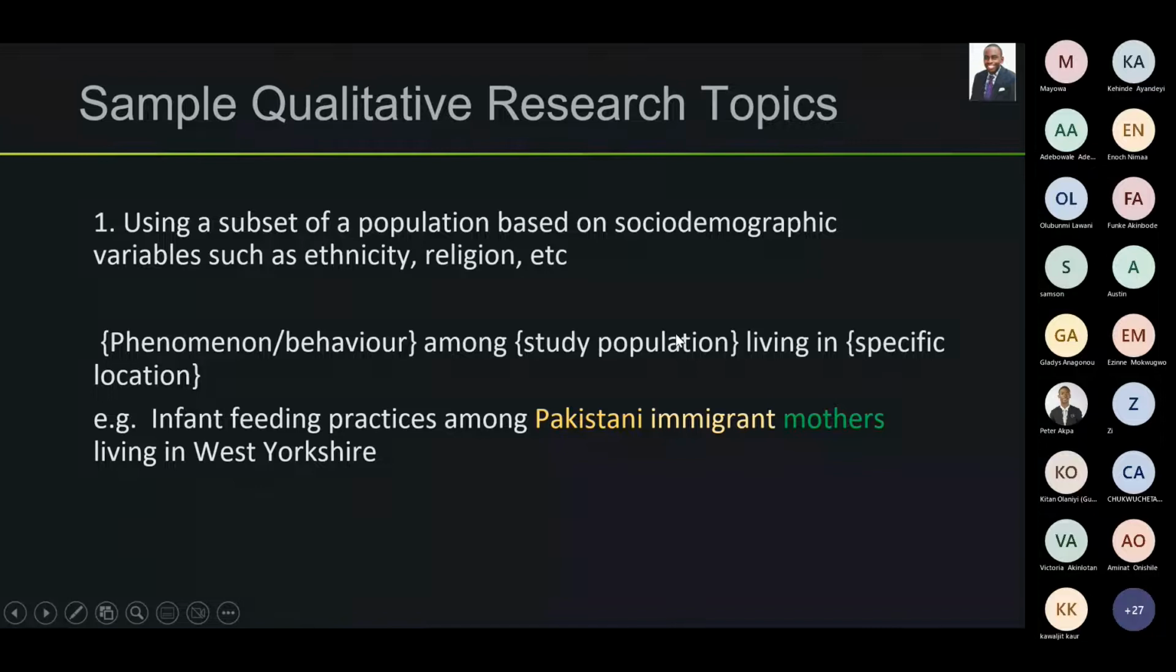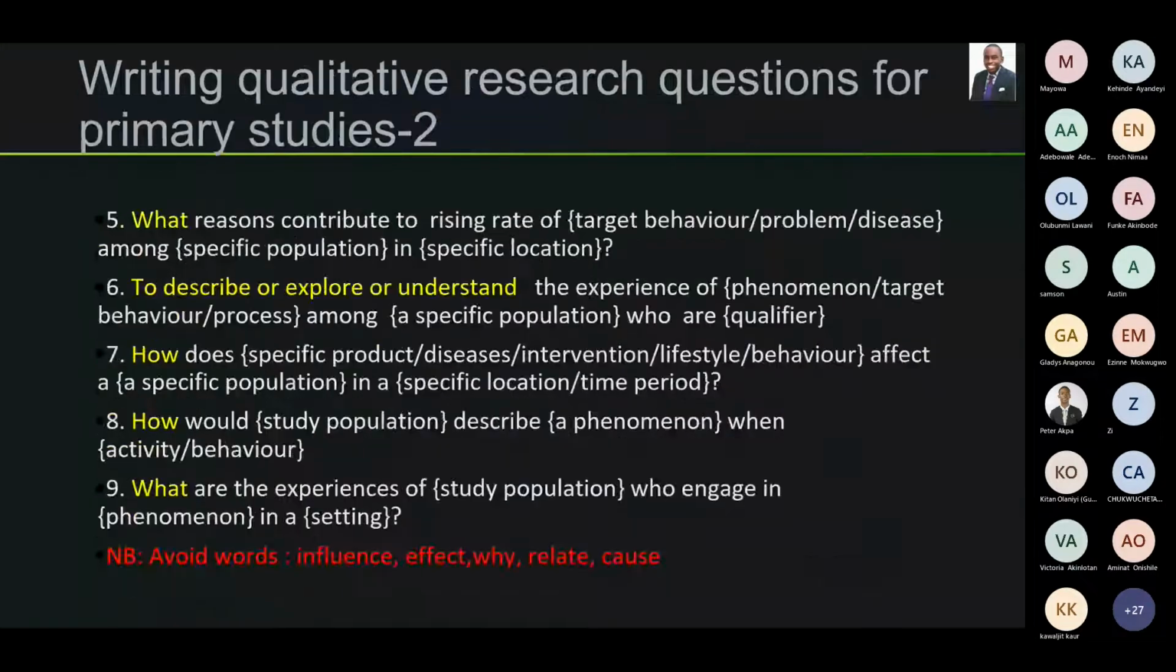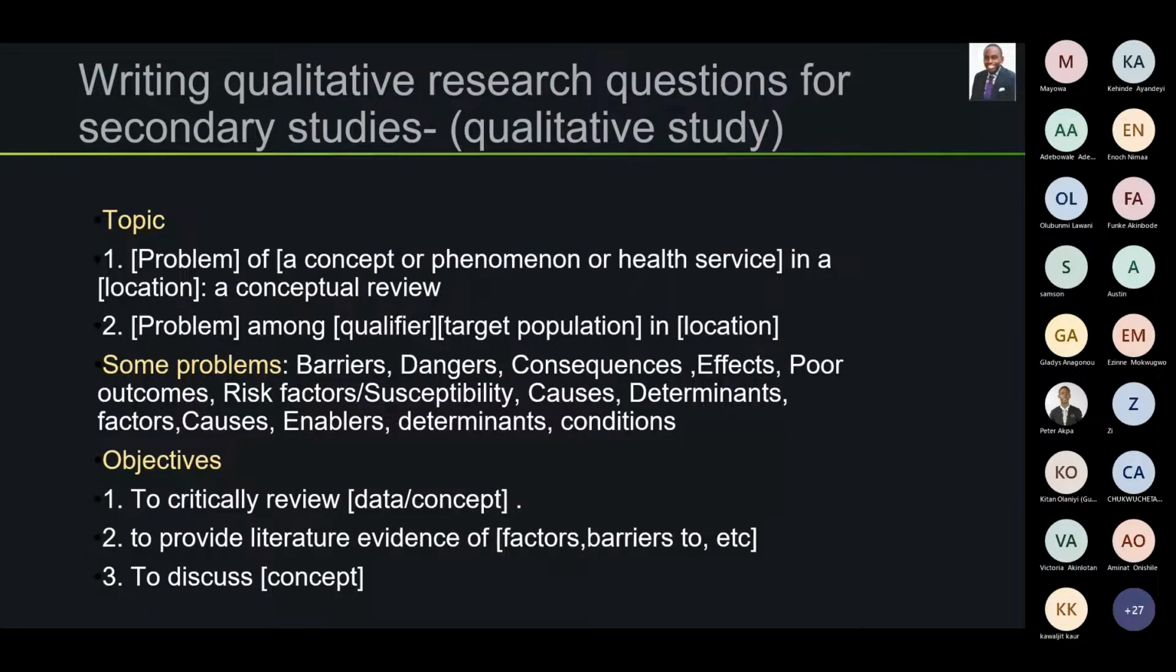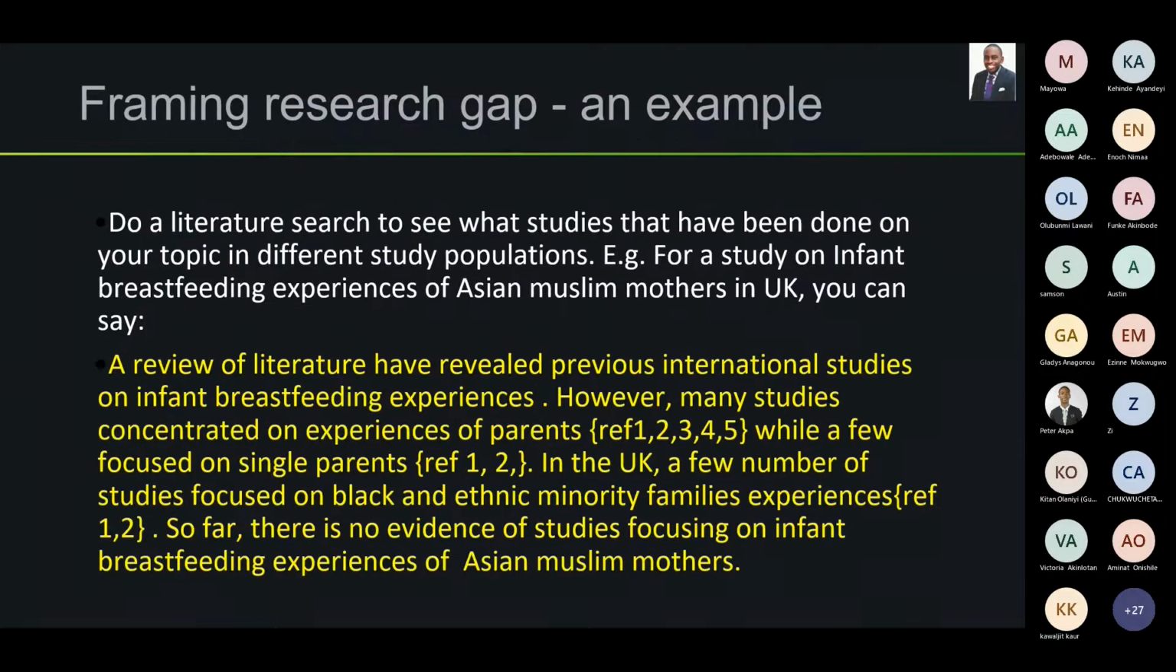You must have read around it so that you'll be able to know what this person said, what that person said, and then you'll be able to find an area that many people have not talked about. And then you say that is the reason why you are doing this research. So applying it to a conceptual review, you can say that maybe you have read 10 primary studies that have been done about experiences of parents raising obese children in the UK.